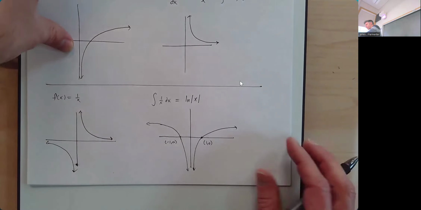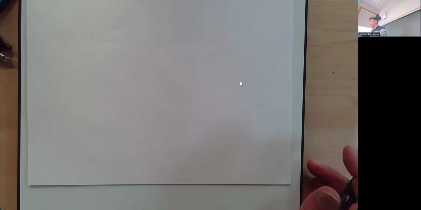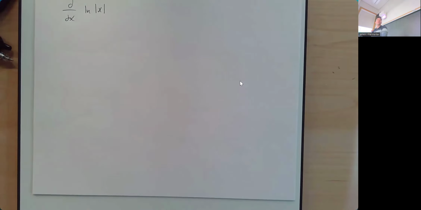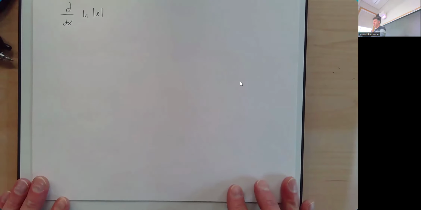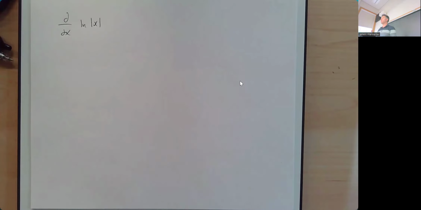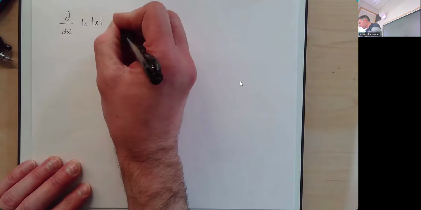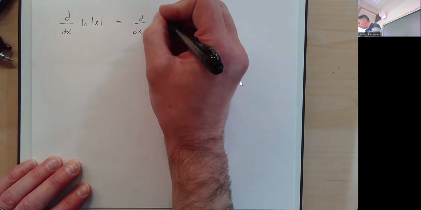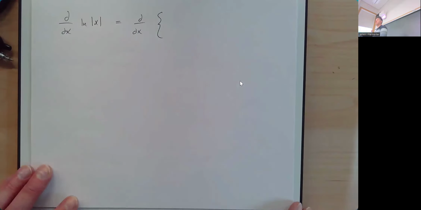So why is that true? Well, what's the derivative of the natural log of the absolute value of x? Whenever you're differentiating a function with an absolute value, you have to kind of think of it as being piecewise. So I'm going to write this as the derivative of, all right, so absolute value.